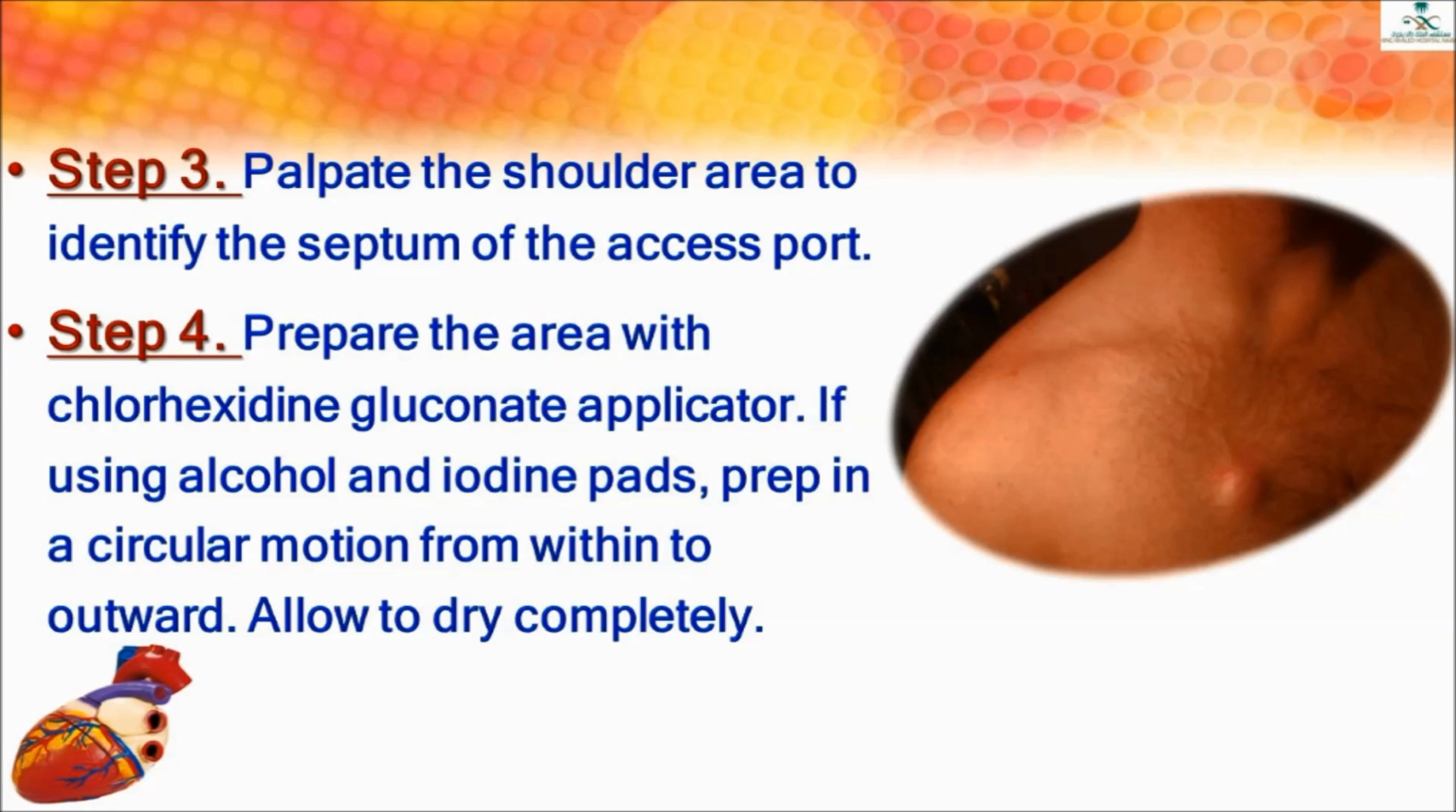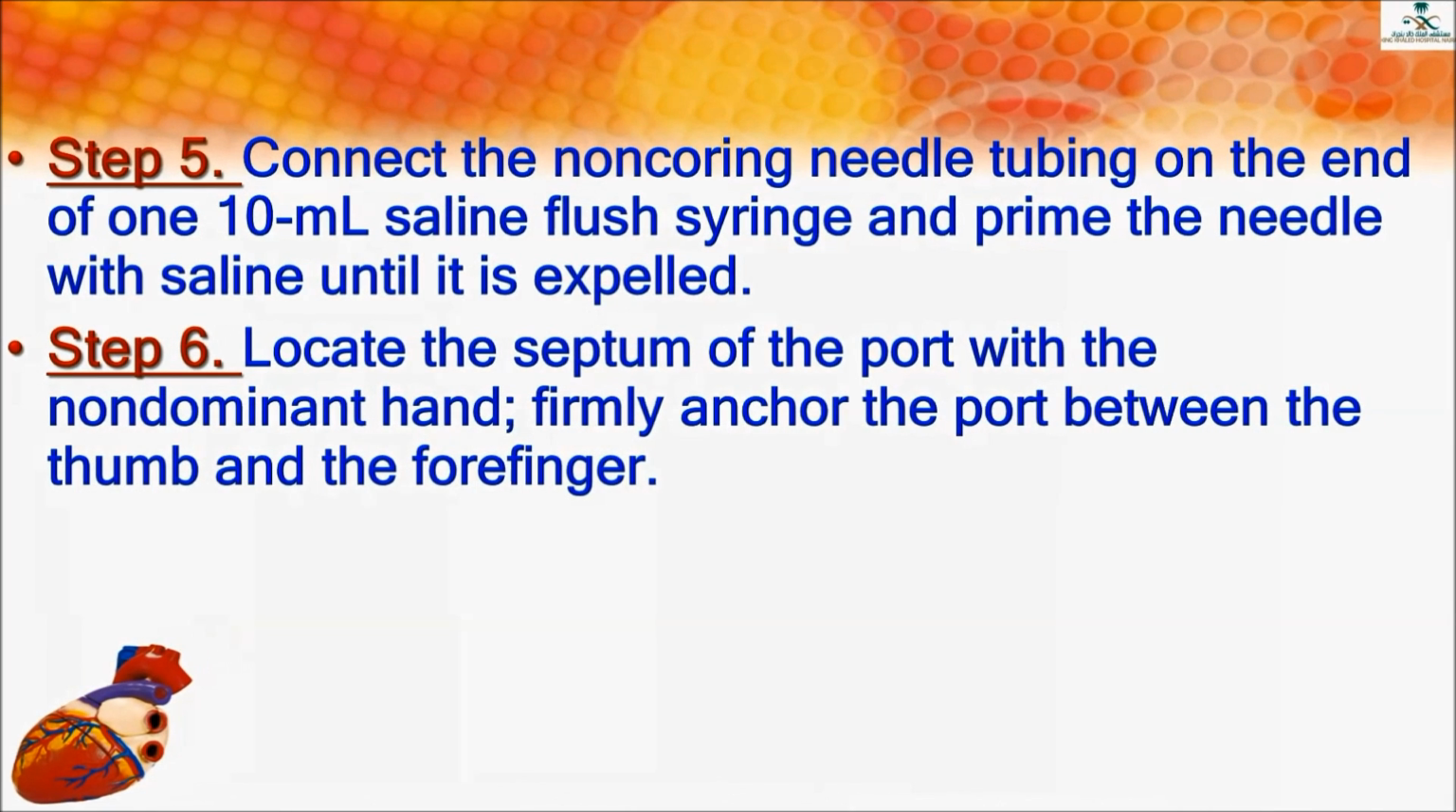Prepare the area with chlorhexidine gluconate applicator. If using alcohol and iodine pads, prep in a circular motion from within to outwards. Allow to dry completely. Connect the non-coring needle tubing on the end of one 10 ml saline flushing syringe and prime the needle with saline until it's expelled.